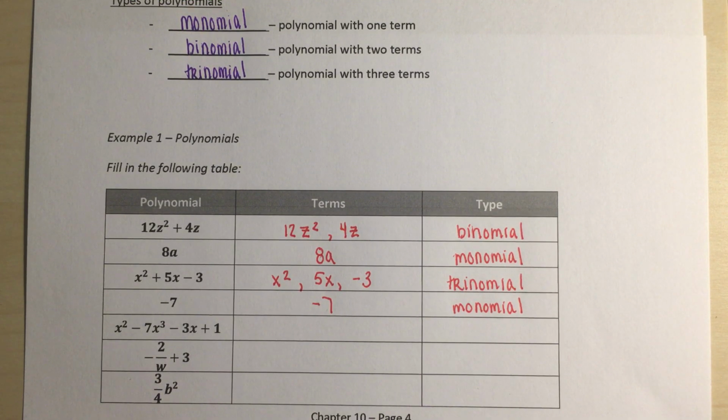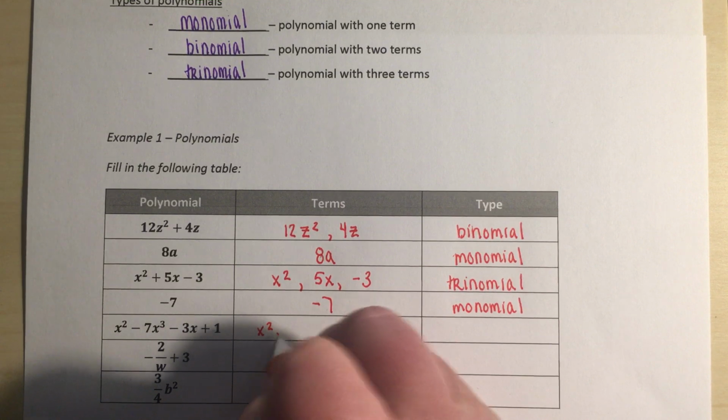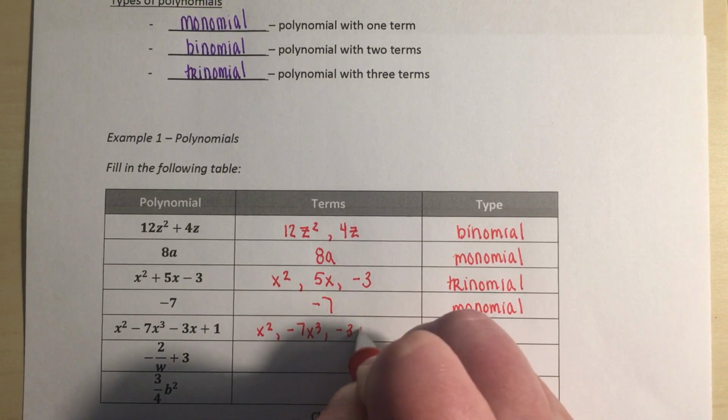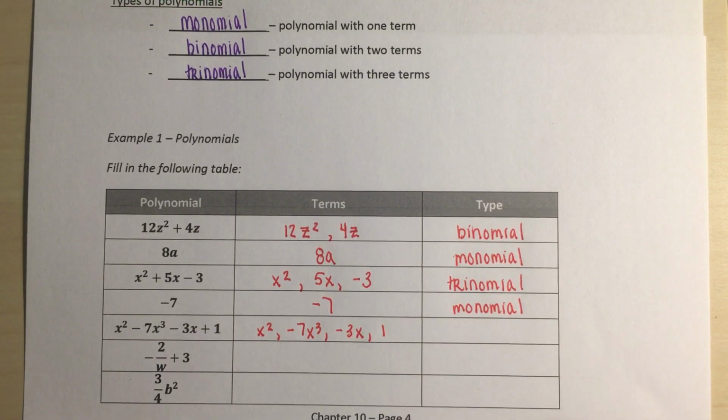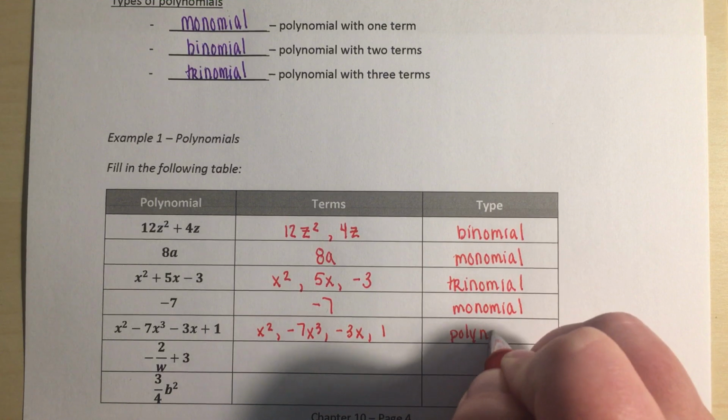x squared minus 7x cubed minus 3x plus 1. This one is not in descending exponential order, so if this was an answer for one of our problems, we're generally going to want to rewrite it. But looking at this, if we were to list out our terms, right, we have an x squared, a negative 7x cubed, a negative 3x, and a positive 1. Since we have more than three terms, we have four terms. Right? And this is a polynomial.